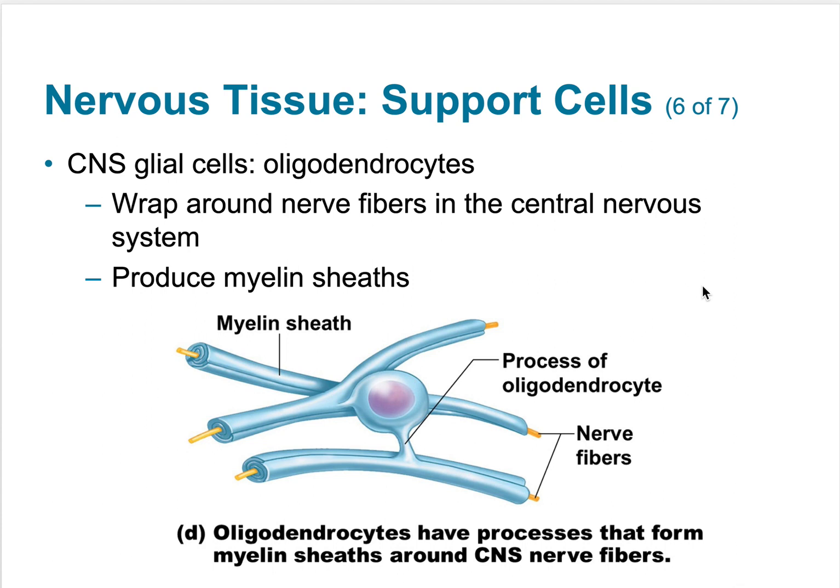Okay, because remember, that's what nerve cells do. They communicate through electrical signals. Okay, and so it helps to be able to transmit these signals faster when they're insulated. Okay, and this is what oligodendrocytes do. They wrap around nerve fibers in the central nervous system, and they produce what we call myelin sheaths. Okay, and it plays a role in nerve impulse transmission. Okay, all right. So all of those are found in the central nervous system.